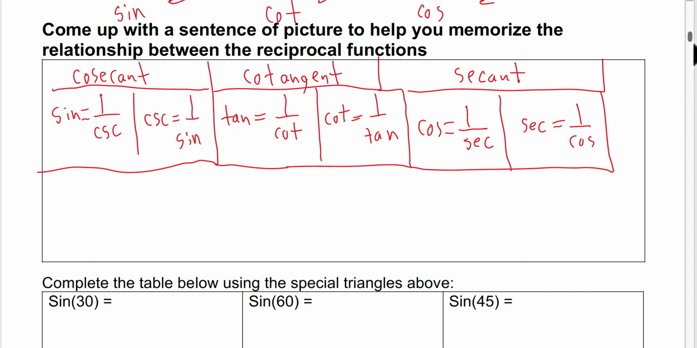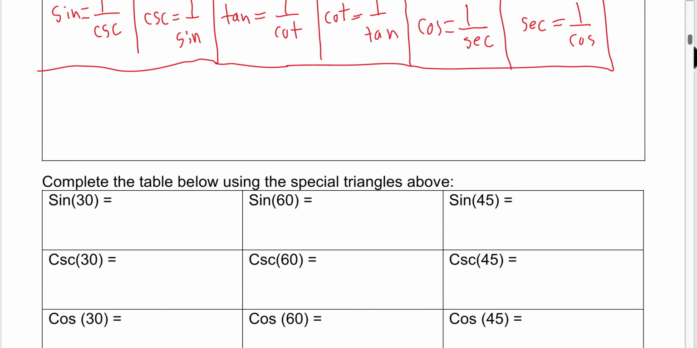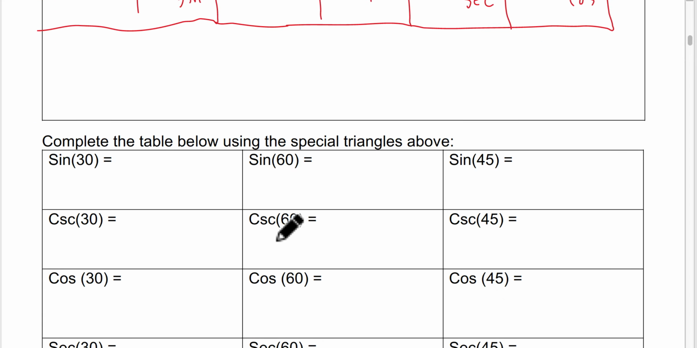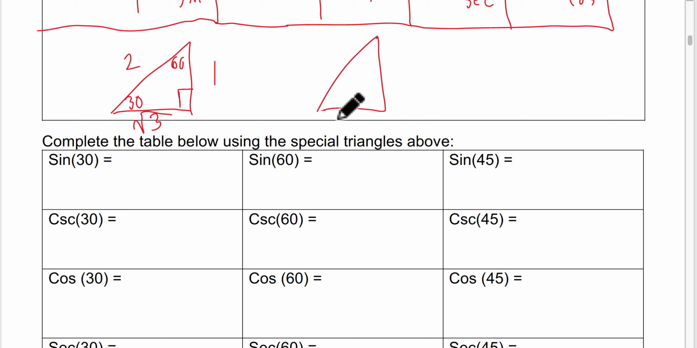Now, let's take a quick look at the next section so we can see a little bit of it in practice. I noticed that we're working with 30, 60, and 45, so we've got to have the special triangles which we memorized from our last lesson. So I'm going to draw my triangle for my 30, 60, 90. I have my 30 here, my 60 here, my 90 here. I'm going to do 2, 1, and I know this has to be square root of 3 because the hypotenuse is always biggest. Then I'm going to have my 45, 45, 90, and I'm going to have 1, 1, radical 2.